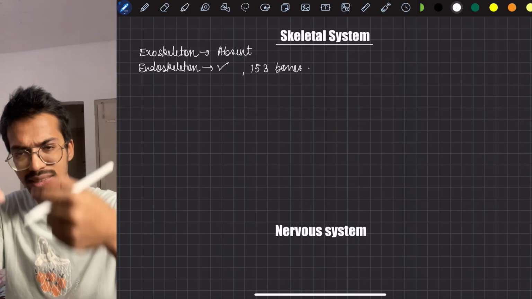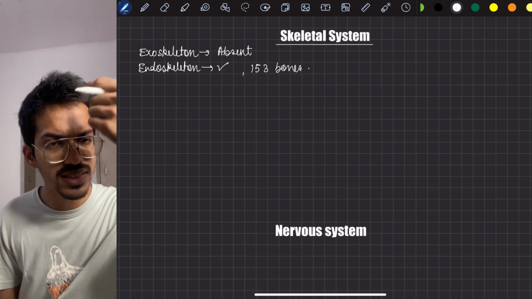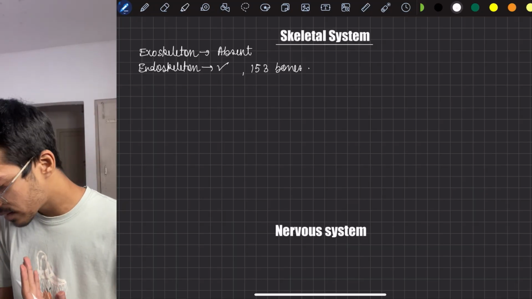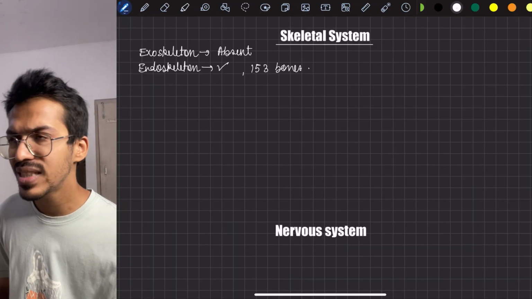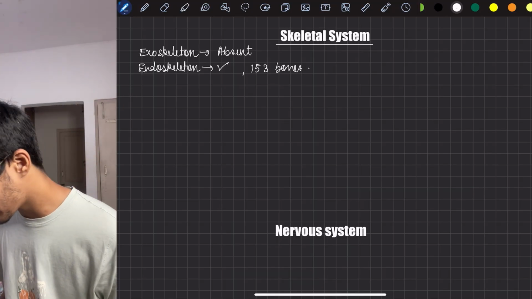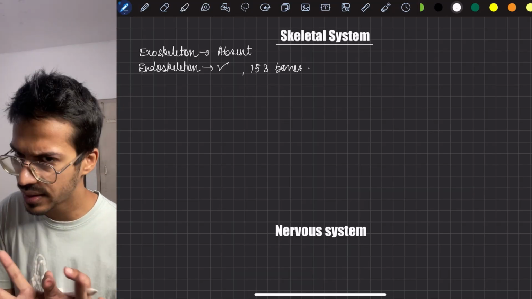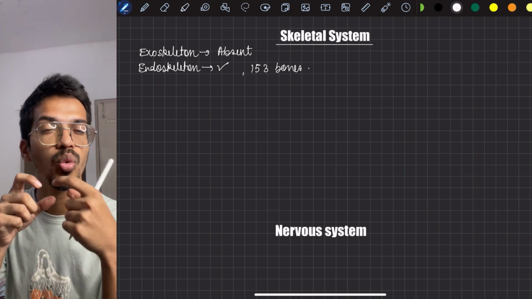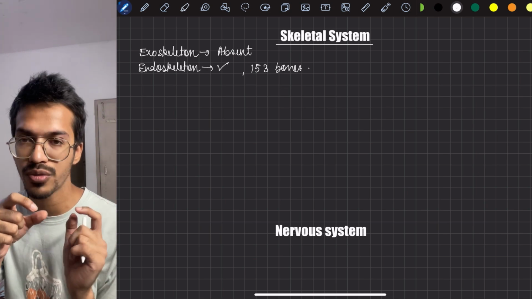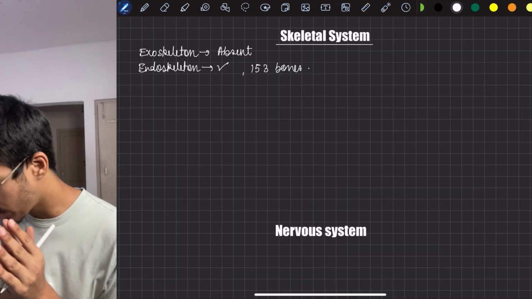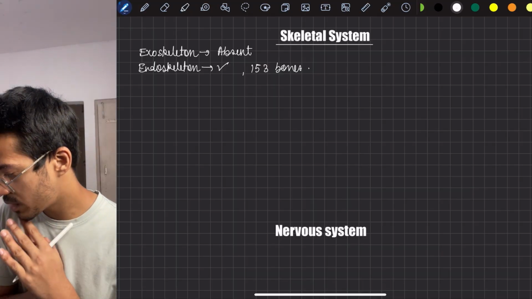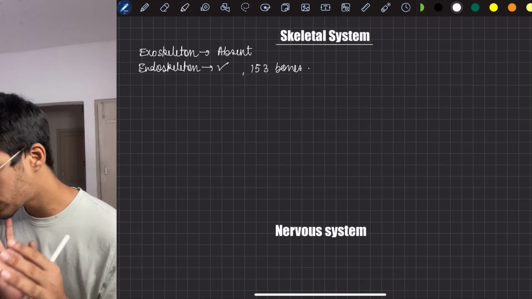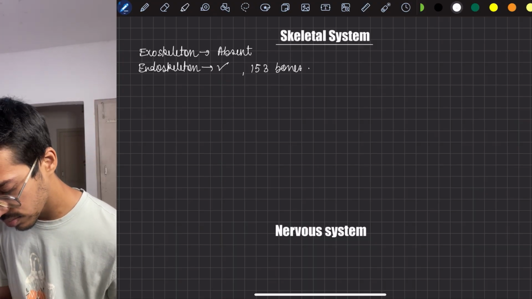Now it has an axial and appendicular skeleton. Axial skeleton means skull, vertebral column, and all those things. Appendicular means the hind limbs and the forelimbs. Ribs are not present in their case. The skull has a foramen magnum, which is the opening through which the spinal cord comes from the brain into the vertebral column. Hyoid bone is present. In the vertebral column there are 10 vertebrae, but that's it.